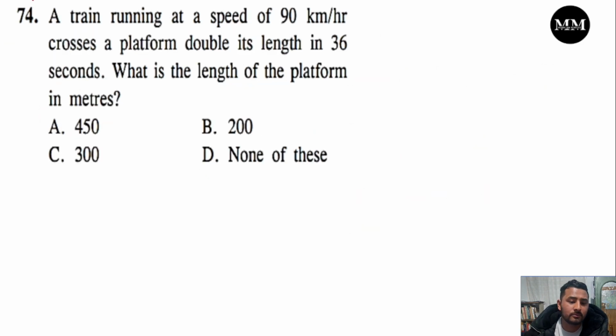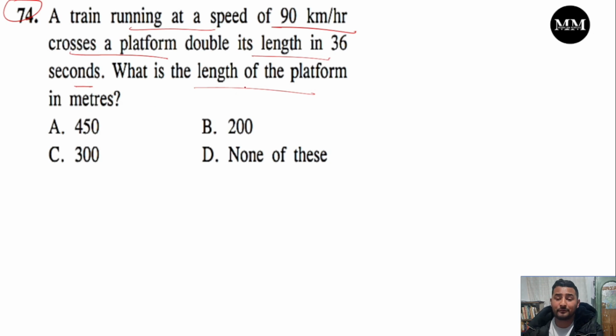Let's go for 74. A train running at a speed of 90 km per hour crosses a platform double its length in 36 seconds. So we have to find the length of the platform. Okay, so I will do a train running at a speed.